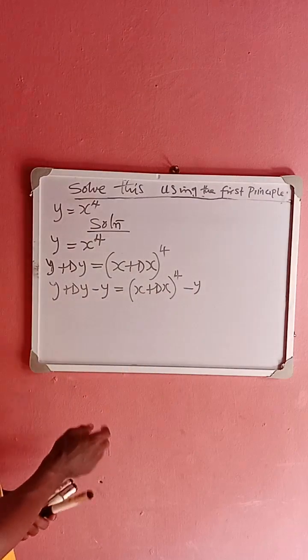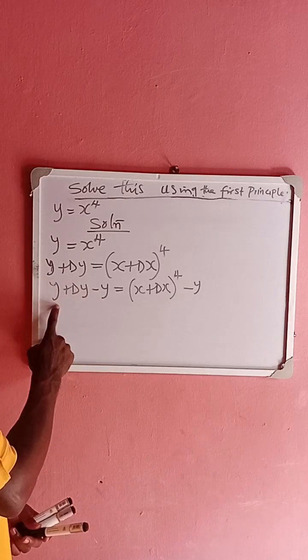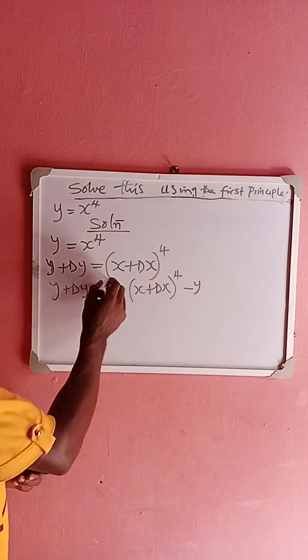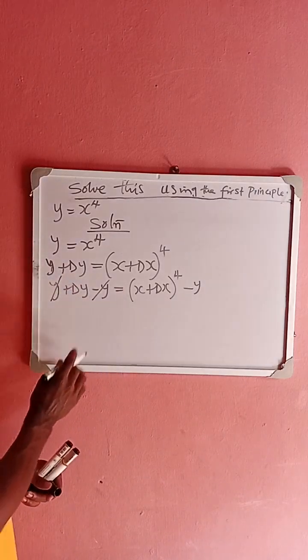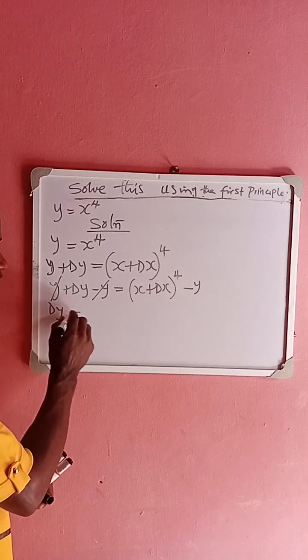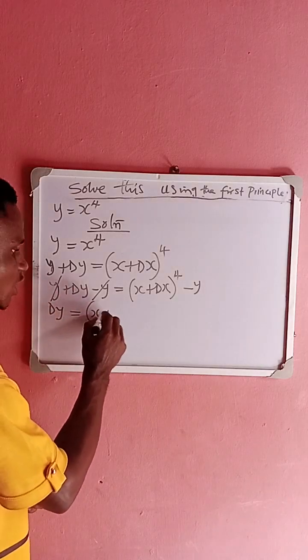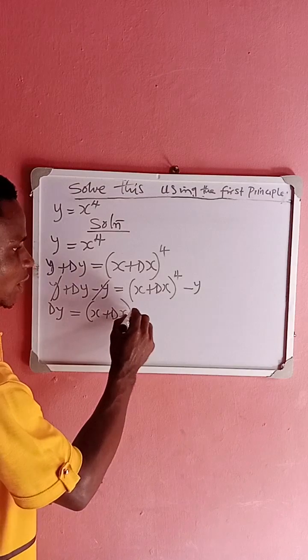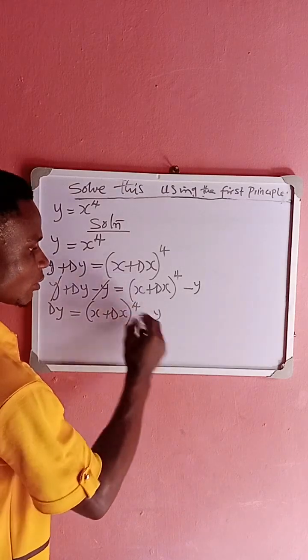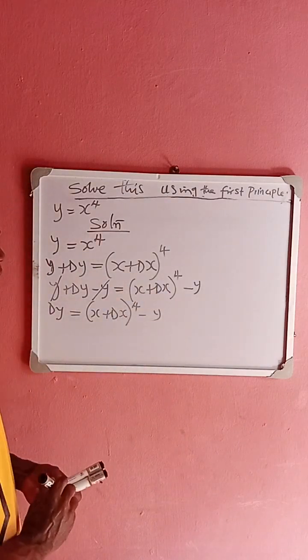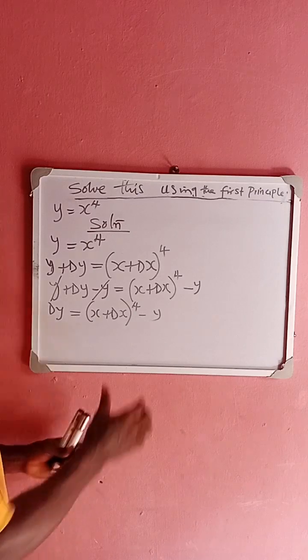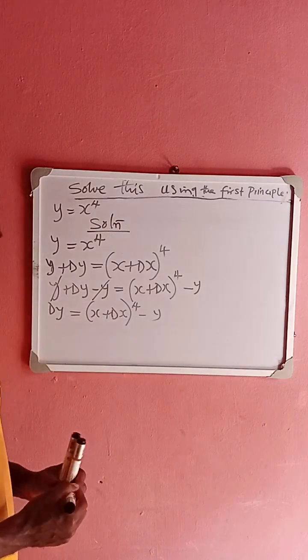But before then, we have two common terms here that can cancel out. We have minus y and plus y. We remain with the change in y is equal to x plus the change that occurred in x, then raised to the power of 4 minus y. Then what do we have to do here now? We open this bracket into 4 places.